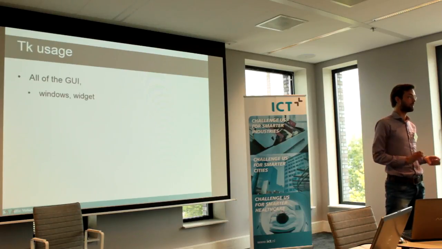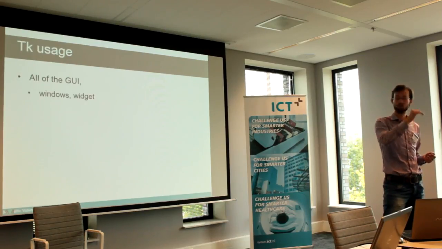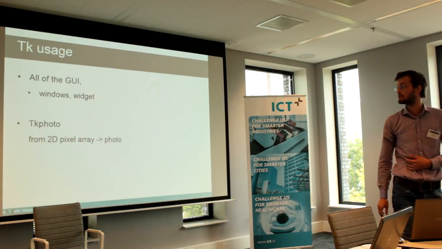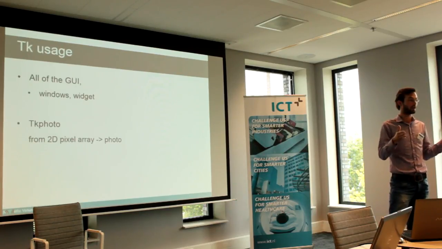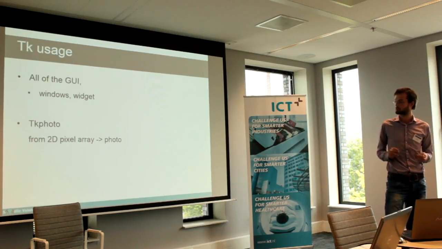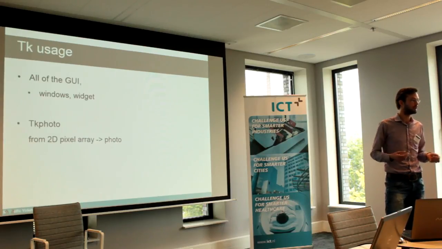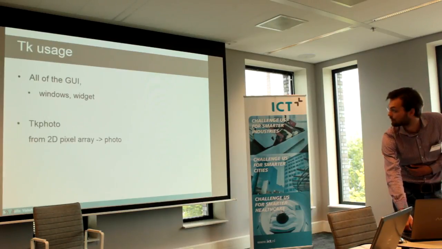All the GUIs are made with Tk. We use all the widgets, we extend some widgets, and we also use the tree window where you can select windows and images as well. And we use, of course, the Tk photo. With Tk photo, we have a 2D pixel array and we transfer that to a photo, and the photo is shown on the canvas. This is actually not that fast yet in Tk, and it's quite important for us because we want to make it faster.